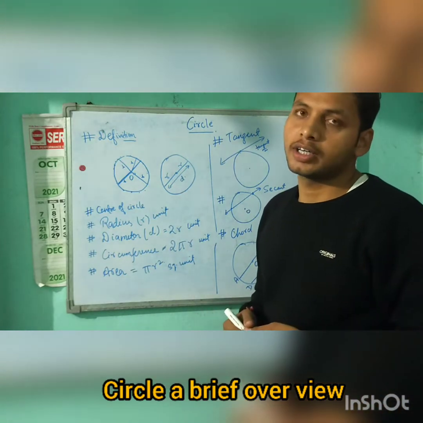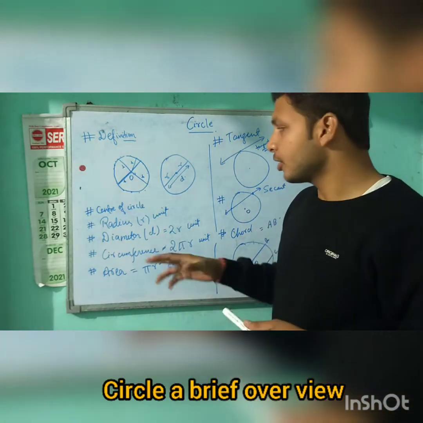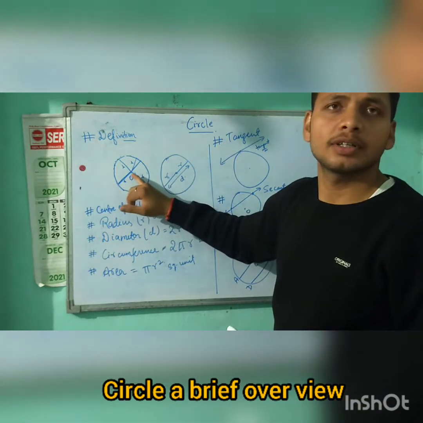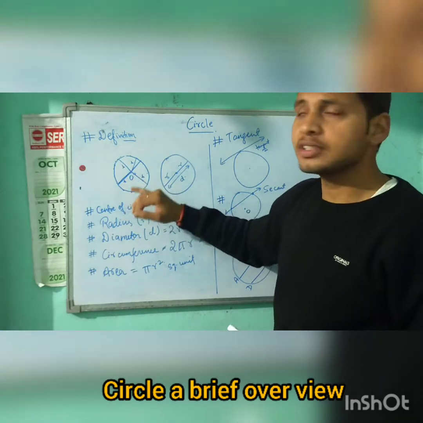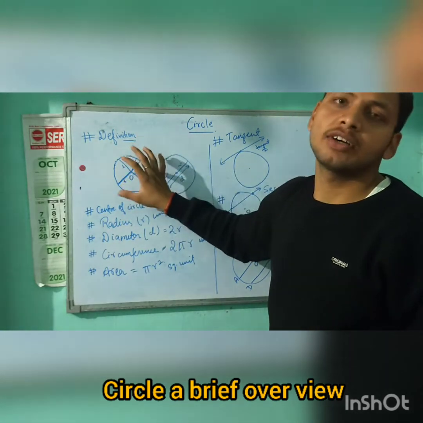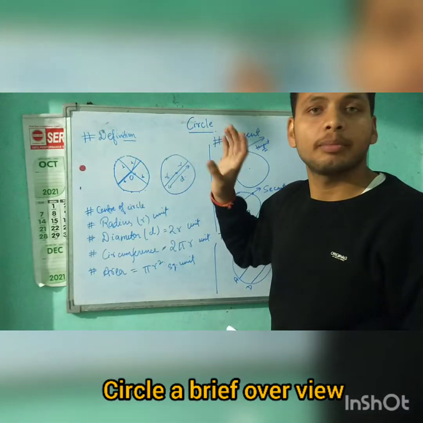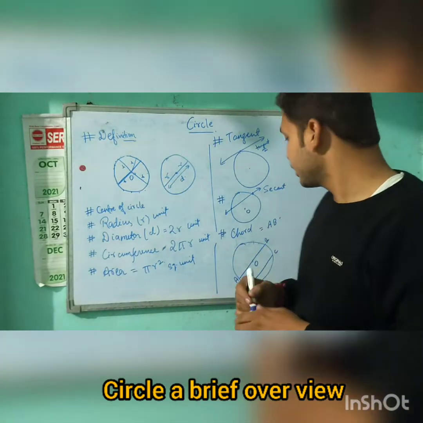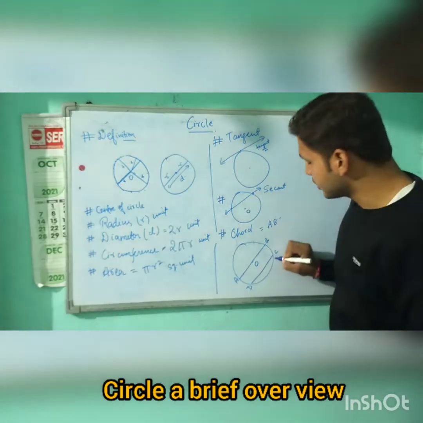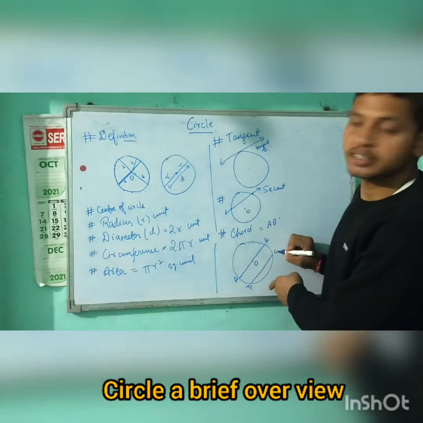Diameter also touches the circle at two points on the circumference, but it passes through the center. It means every diameter is a chord, but every chord is not a diameter. Because to be a diameter, the line has to pass through the center. But here, CD is also a chord, and CD has not passed through the center.